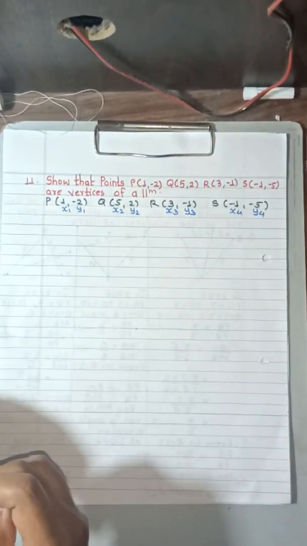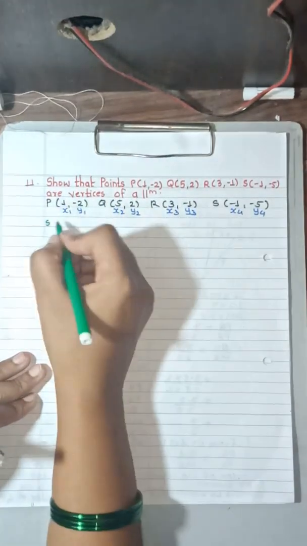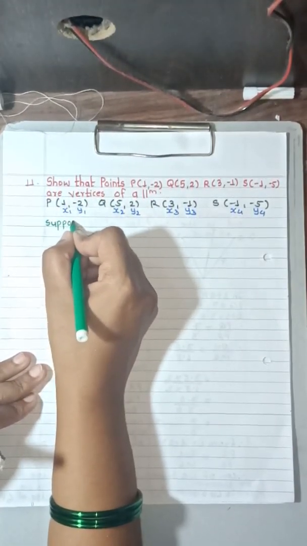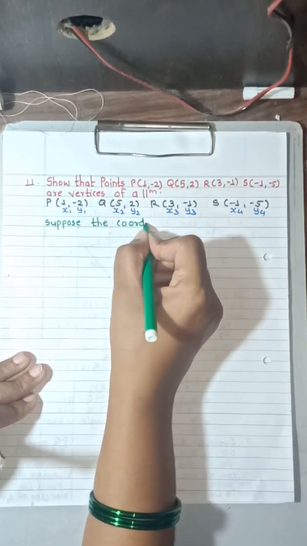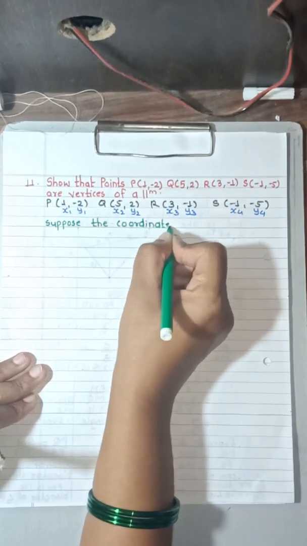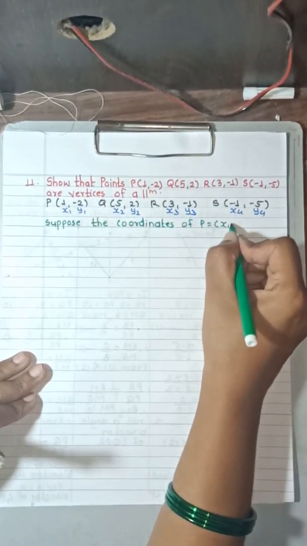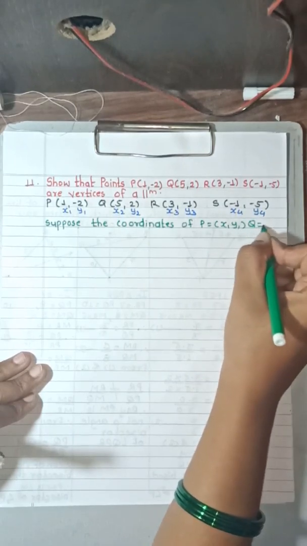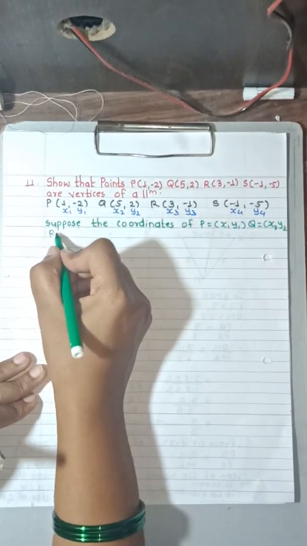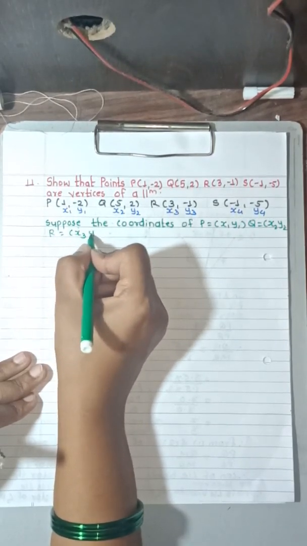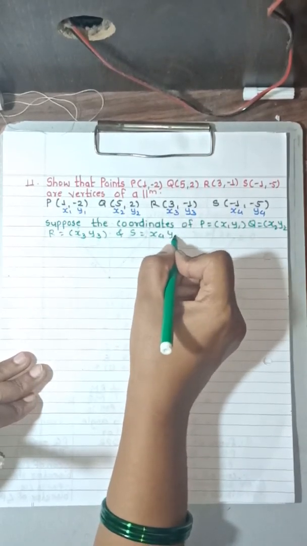Now children, we'll suppose that we'll write down the same over here. Suppose the coordinates of P is equal to x1 y1, Q is equal to x2 y2, R is equal to x3 y3 and S is equal to x4 y4.